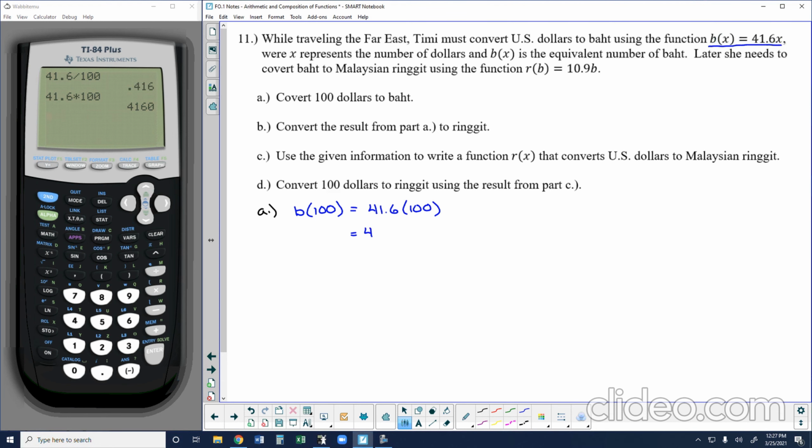Again, 4,160. Or sorry, not dollars. We're changing our units. 4,160 baht.